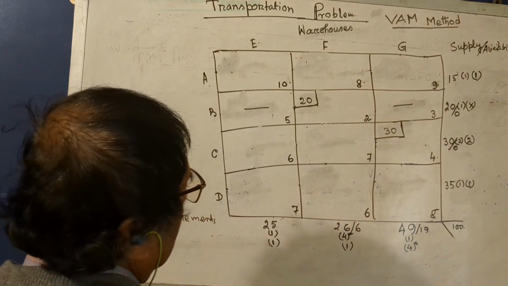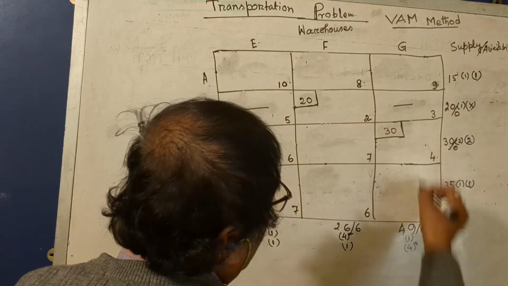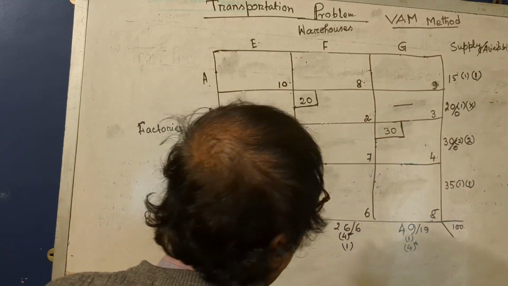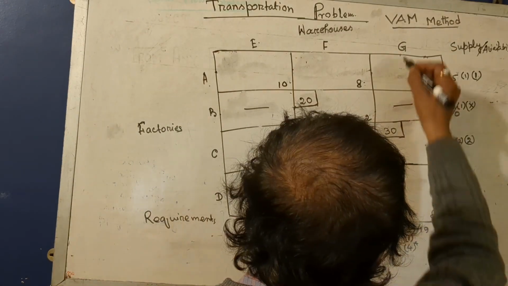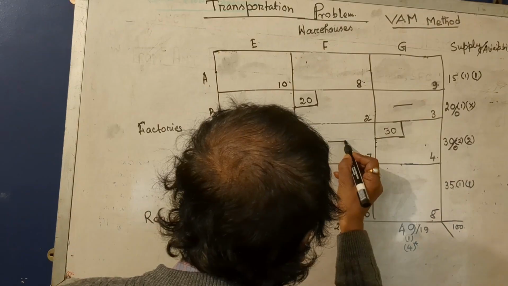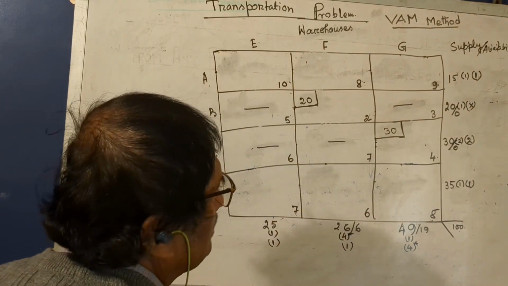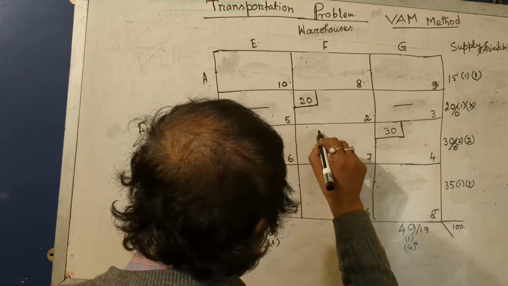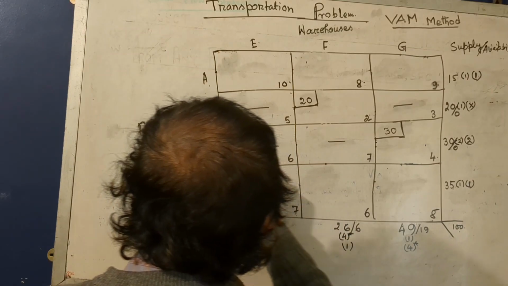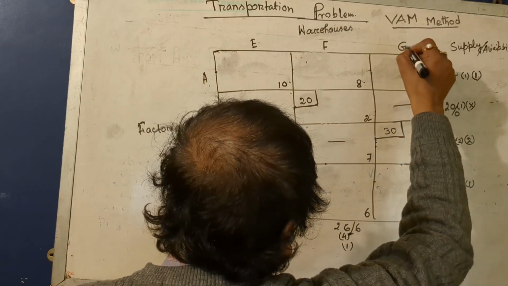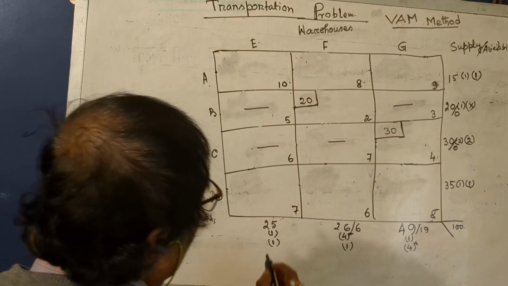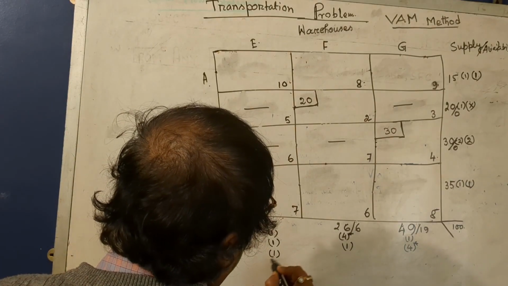The balance, that means the required quantity for warehouse G is 90, but production units have been fully shifted to this cell, and for this reason we have to block this. You cannot allocate further as the total quantity available for this factory has been shifted to warehouse G. The same process again we have to continue.